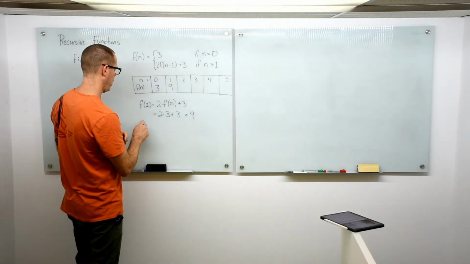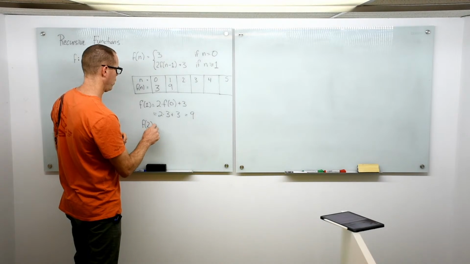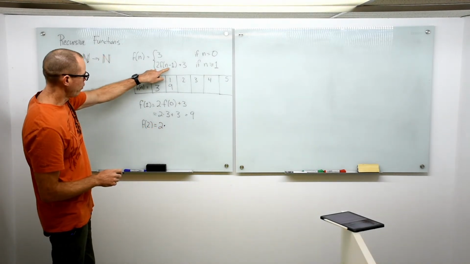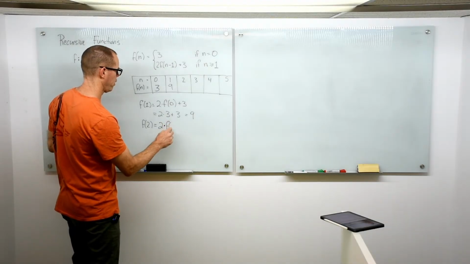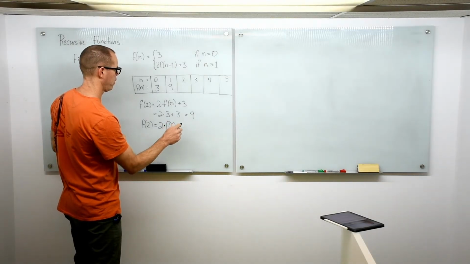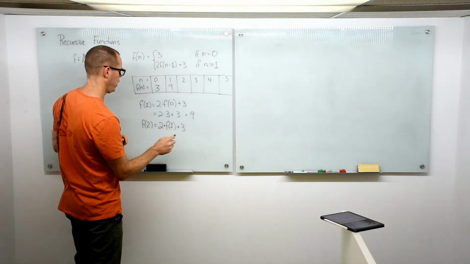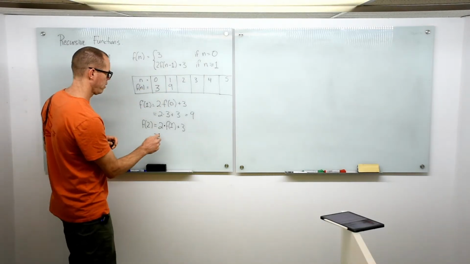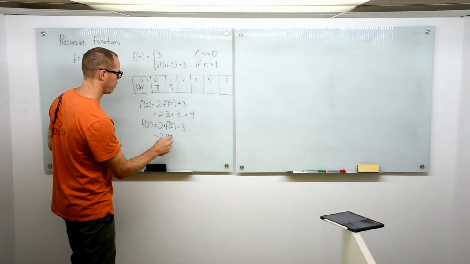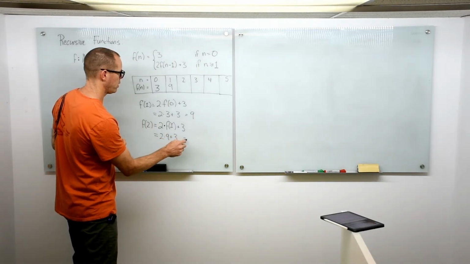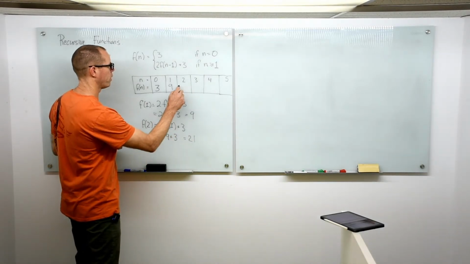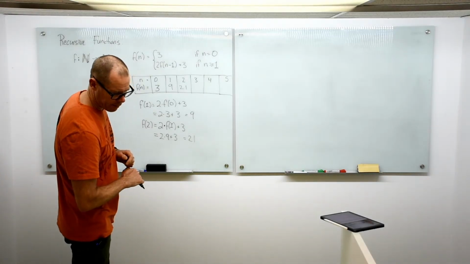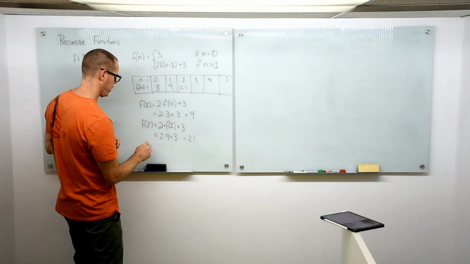Let's try f of 2. Well, f of 2 is 2 times f of 1 plus 3. And what's that? Well, f of 1 is 9. So this is 2 times 9 plus 3. That's 18 plus 3, which is 21. So we can write that down. And we can keep going this way.